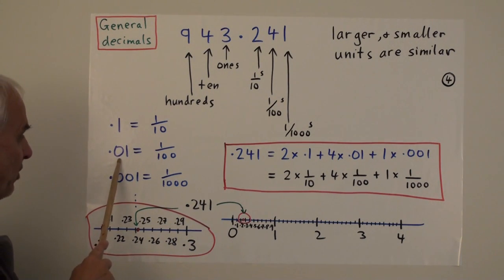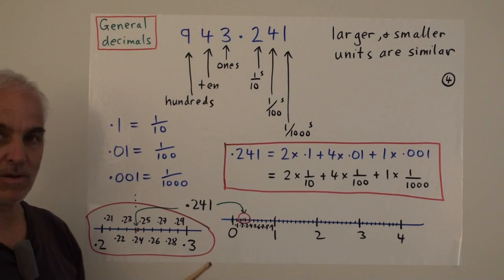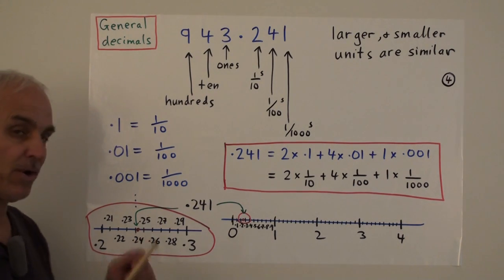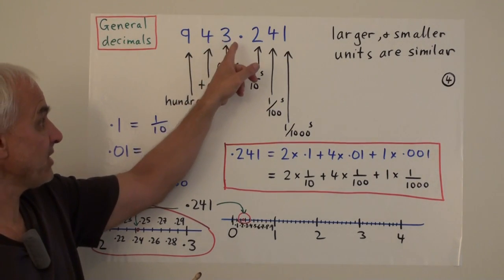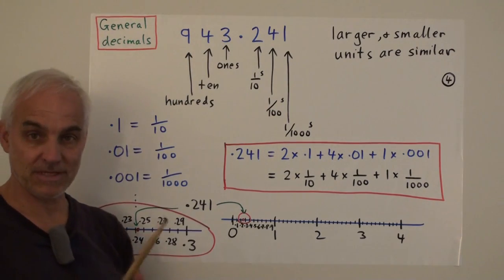You can see that this 0 is playing the same kind of decimal placeholder as the 0 in 10 is. If you have 10, you have 1 10 and 0 1s. That 0 in the 1s column is a placeholder.